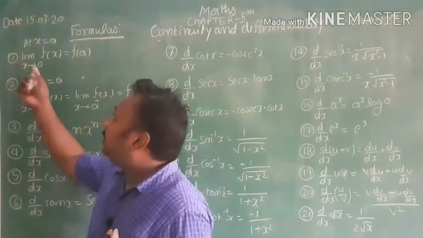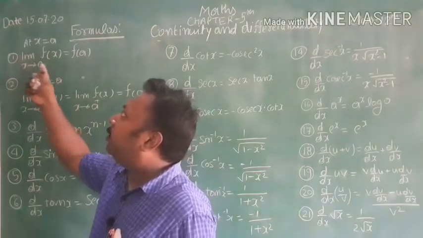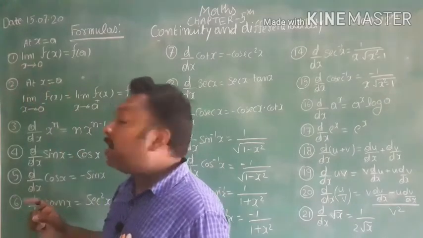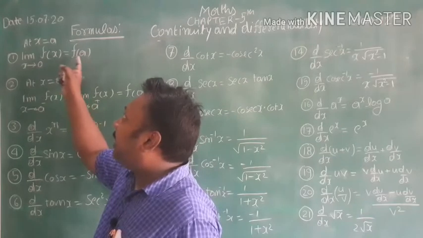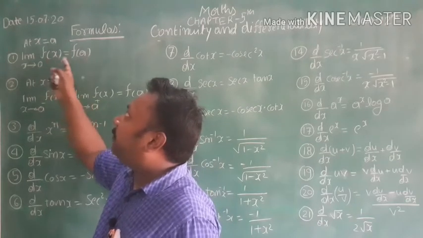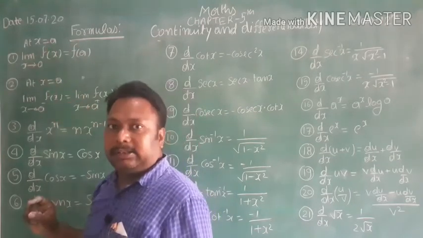So we take the limit x tends to a of f(x). We find out the value of limit x tends to a of f(x). We also find out the function f(x) at the point a, that is f(a). If both are equal, then the function is continuous at that point.